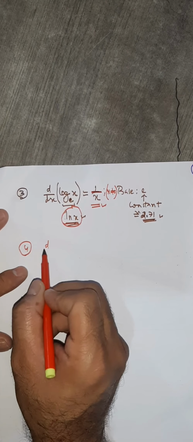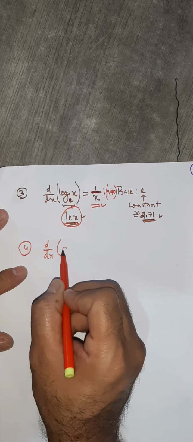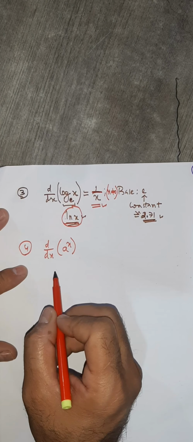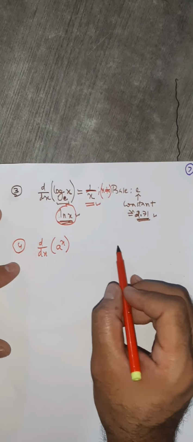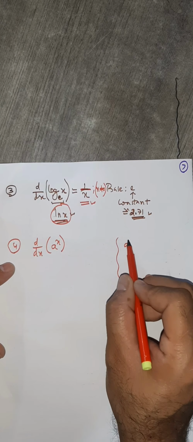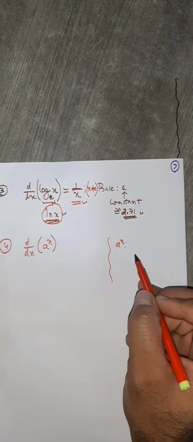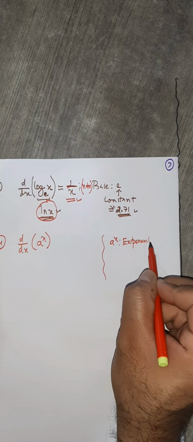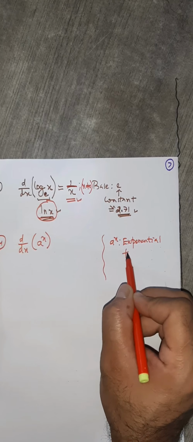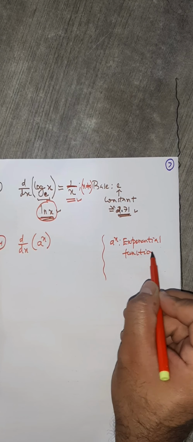One more, d by dx of a raised to x. This is sometimes called an exponential function. I'll write here, a raised to x is called an exponential function. These we have not discussed earlier.